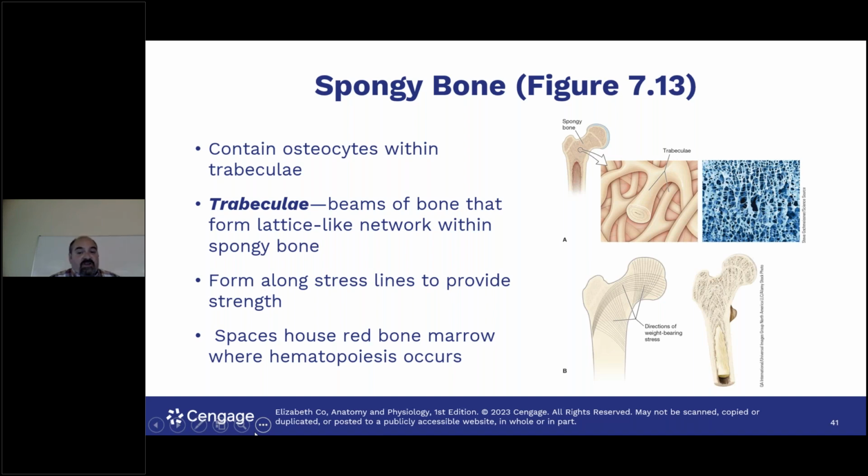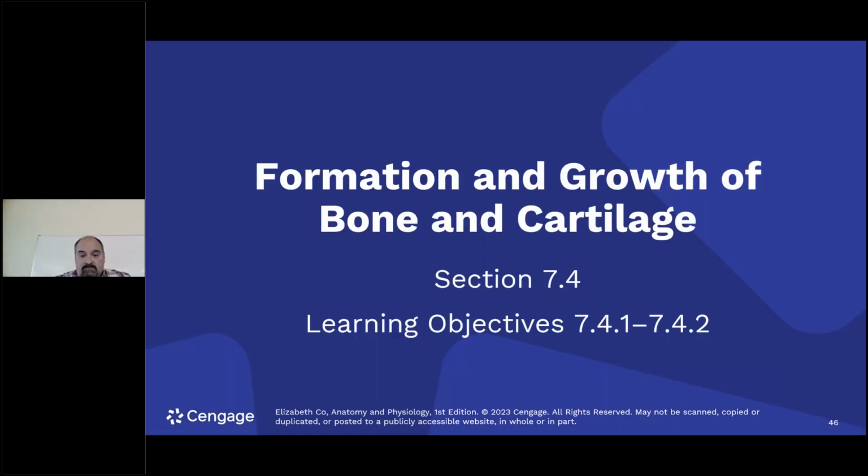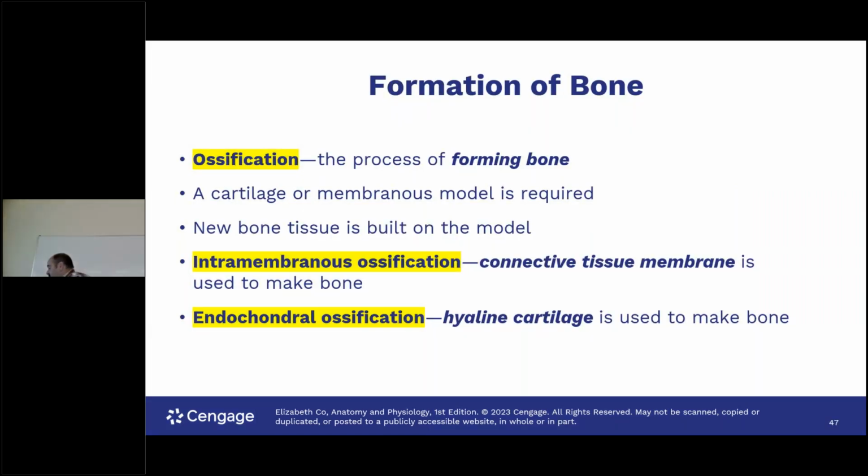And again, stress upon bone, you see here these trabeculae, beams of bone that form a lattice-like network within the spongy bone. And they form along stress lines to provide strength. Okay, so very important. You're seeing there the femoral head, neck, and a portion of the greater trochanter.